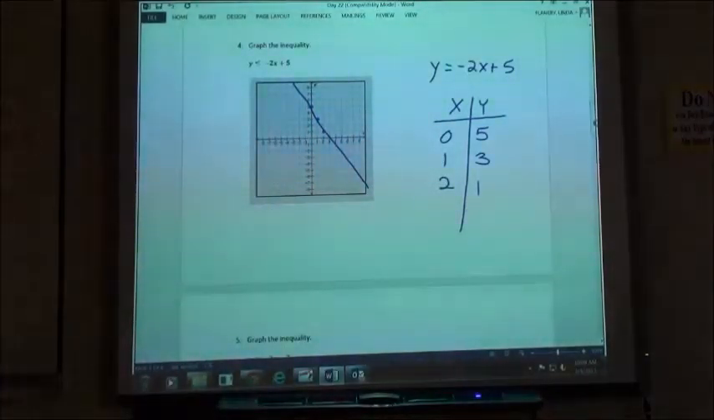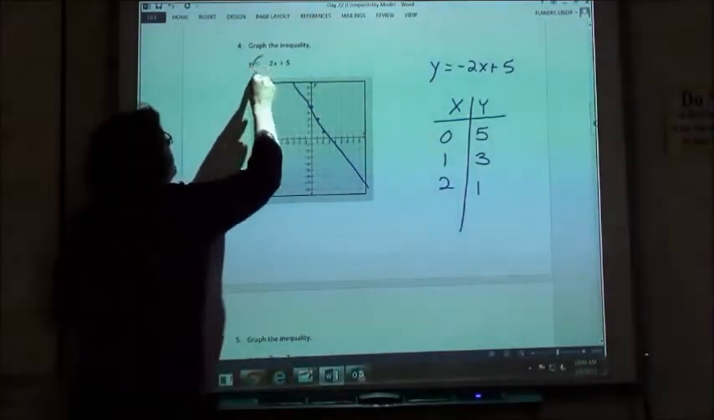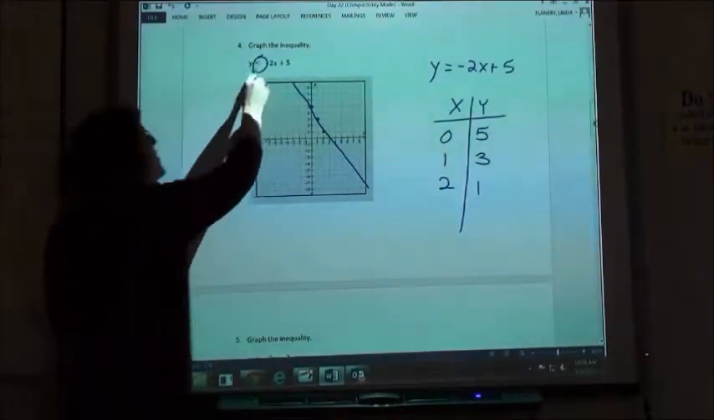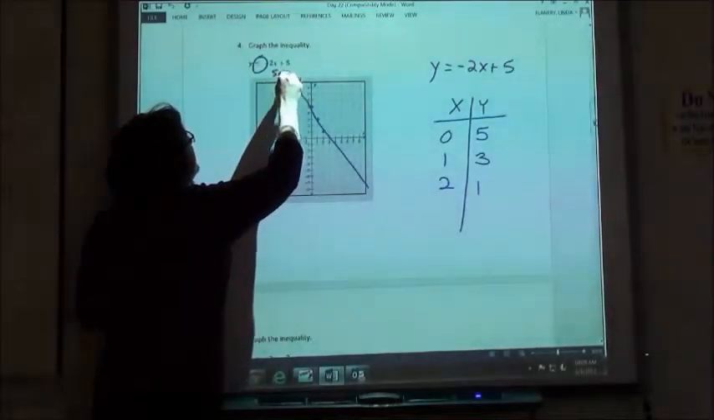And then I use those same rules as I had before. I look at my inequality symbol. Should that stay solid or should I change it to a dash line? Solid. It's going to be solid because it does have the equal to, so I leave it solid.